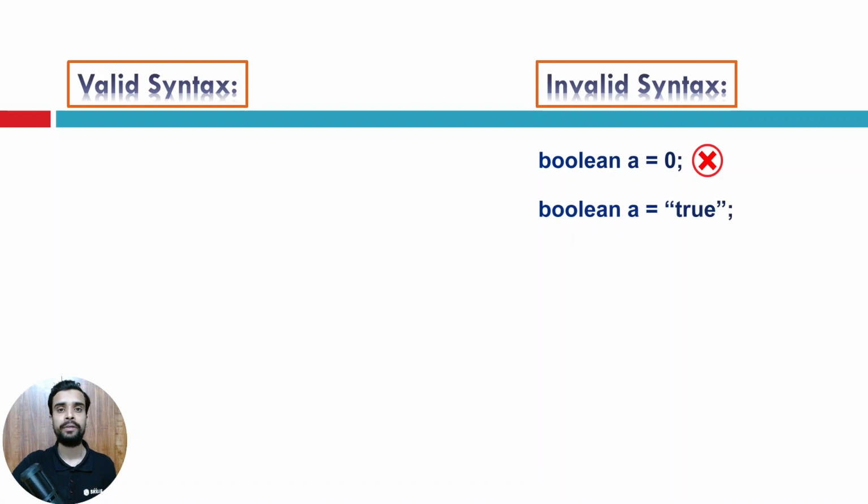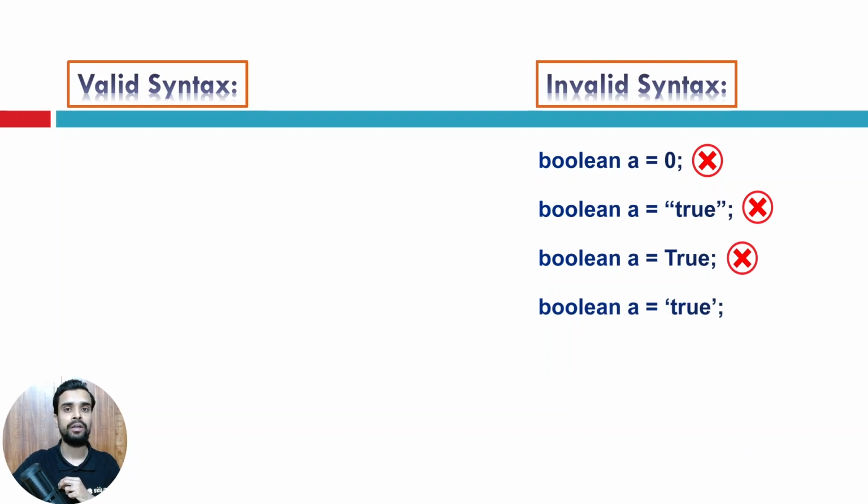What about this statement? Please remember, true and false happen to be keywords in Java. They are reserved literals. They must be used as they are without enclosing them in any kind of quotes. For this reason, this also is invalid. What about this statement? As you can see, the very first letter T has been capitalized. That is the reason why this is invalid. And what about this statement? Once again, the keyword true has been enclosed within single quotes, which is not permitted. For this reason, this also is invalid.